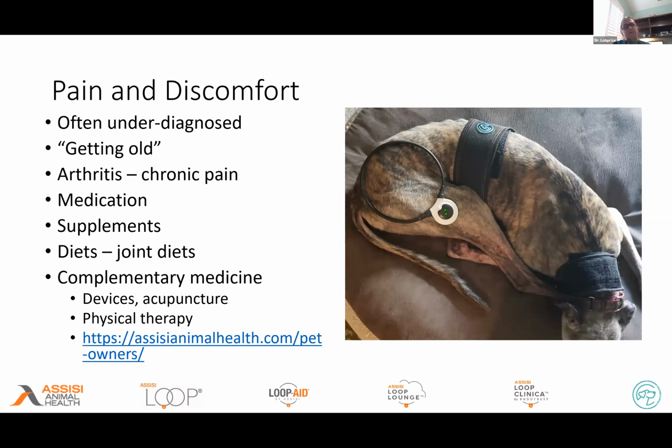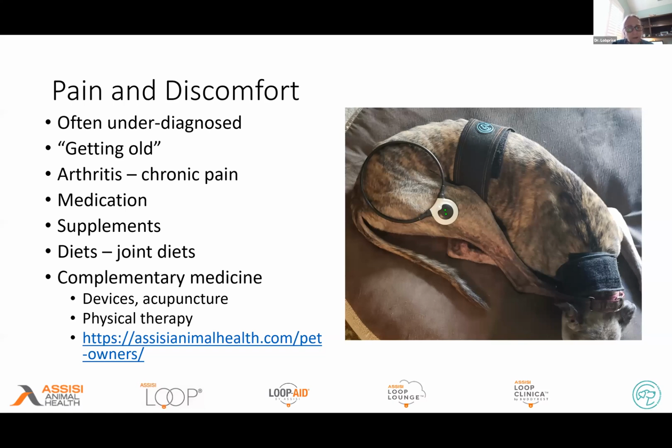Another point we talked about earlier on was pain and discomfort. And I think this is greatly underdiagnosed in many of our patients. Sometimes they're sleeping more. We say, oh, they're just getting old. Oh, it's tough getting up. Well, it's tough for me to get up too. But sometimes there are specific areas where they can have arthritis, and this chronic pain builds on itself to where it becomes what we call maladaptive or evil pain.